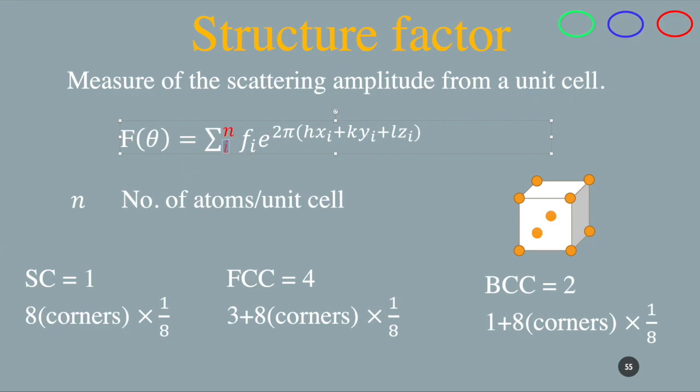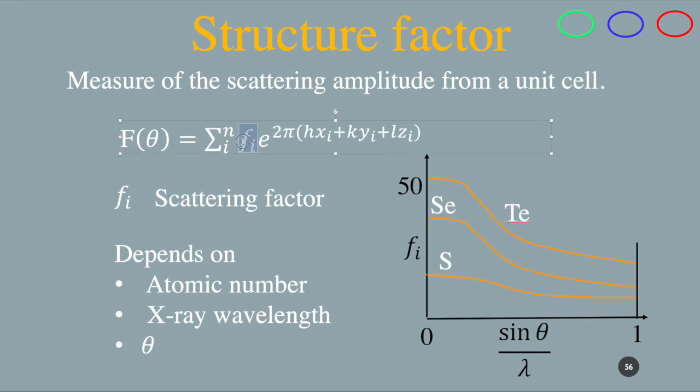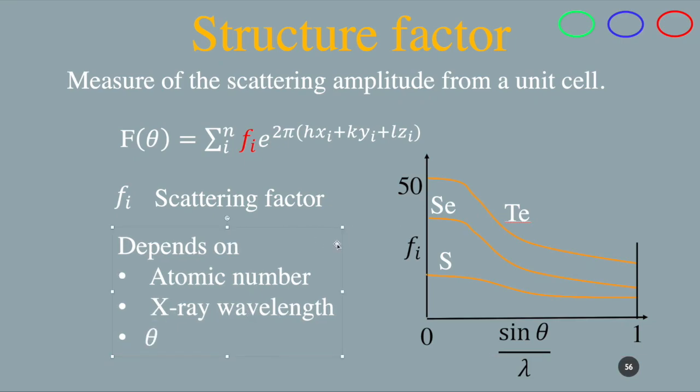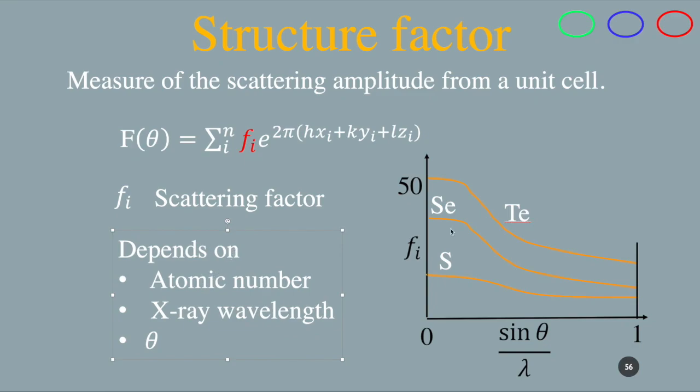Now let's go to the second, which is f_i. The f_i, which is the scattering factor, depends on the atomic number, X-ray wavelength, and theta. It depends basically on the type of atom. This figure shows how it depends on the types of atom. For example, telluride, selenide, and sulfur have the lowest scattering factor throughout the theta and wavelength range. So it also depends on theta and also on wavelength.